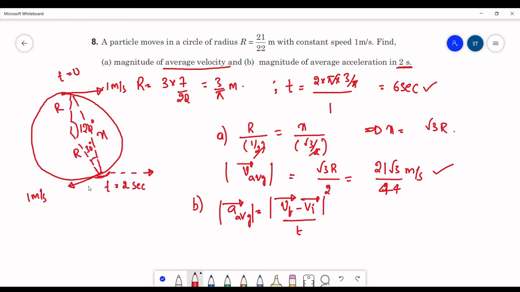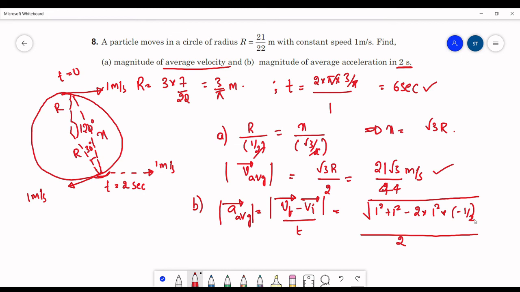So here the change in velocity magnitude will be root of 1 square plus 1 square minus 2 into 1 into 1 into cos 120. Cos 120 is minus 1/2. Divided by time taken, which is 2. So this 2 will get cancelled, minus into minus plus. So this will be equal to root 3 by 2 meters per second square. This will be the solution for this question.